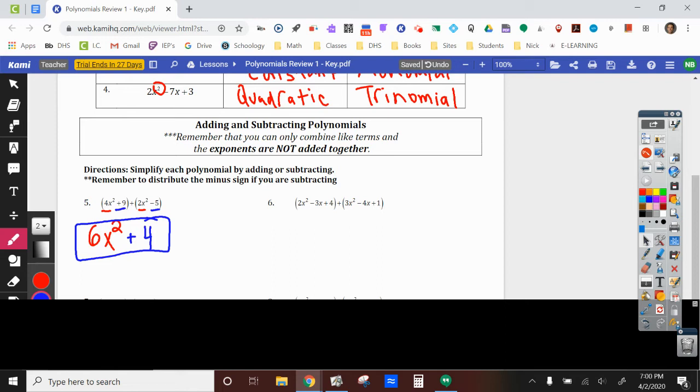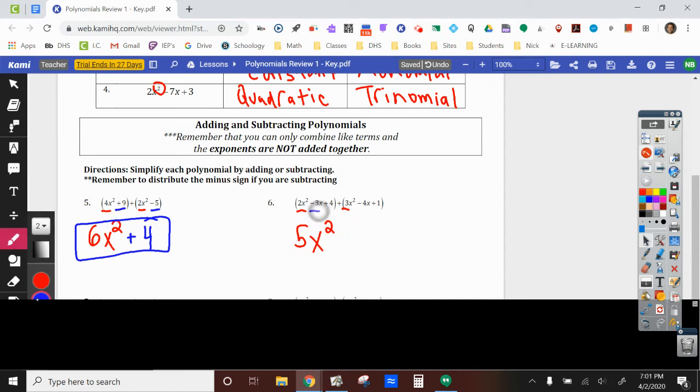If you want to pause this video right now and try number 6 on your own, you should do that. If not, you can just follow along and do as I do here on the video. So number 6, we have 2x squared minus 3x plus 4, and we're going to add 3x squared minus 4x plus 1 to that. Again, this is an adding one, which means we don't need to change any signs or drop our parentheses. So 2x squared plus 3x squared, well, 2 plus 3 is 5, so we get 5x squared.